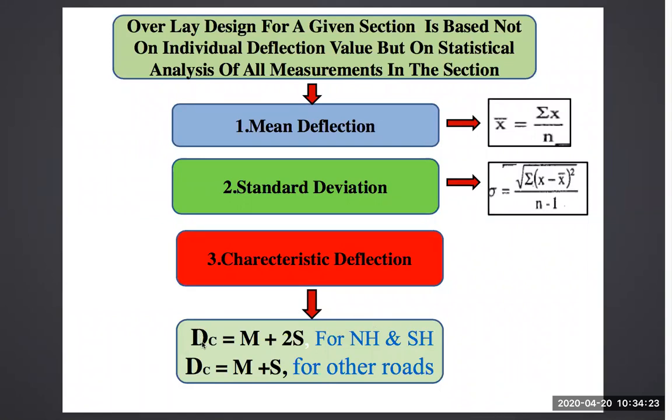Characteristic deflection is given by mean plus 2 times the standard deviation if you are going for national highways and state highways. If it is for other roads like major district roads or rural roads, then characteristic deflection is given by mean plus standard deviation. That's it. So this is the analysis. Based on this DC, we calculate the thickness of the overlay.